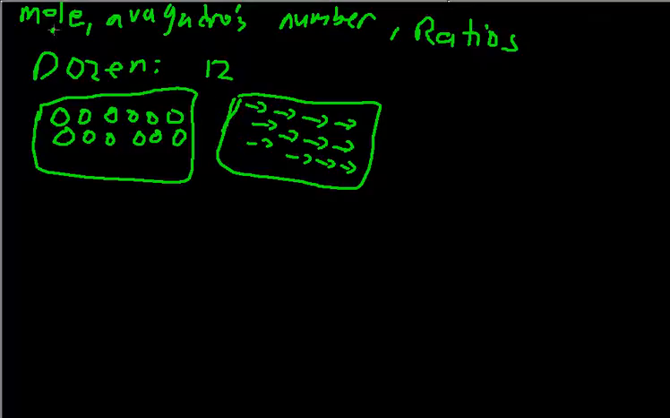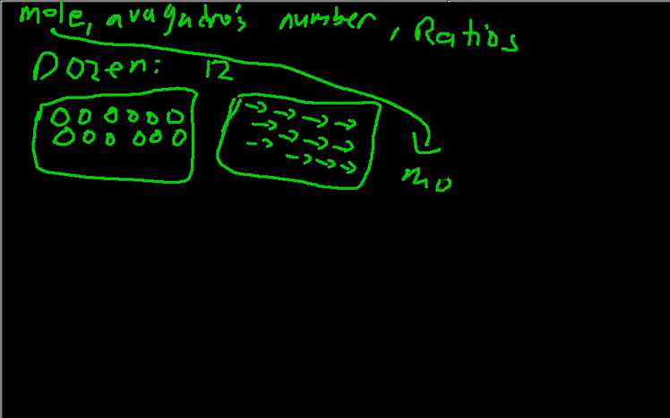When we talk about the mole, a mole is essentially a dozen in chemistry. We say we have a mole of things. You have a mole of hydrogen, a mole of oxygen. It's essentially like our dozen. So that brings us right into Avogadro's number.